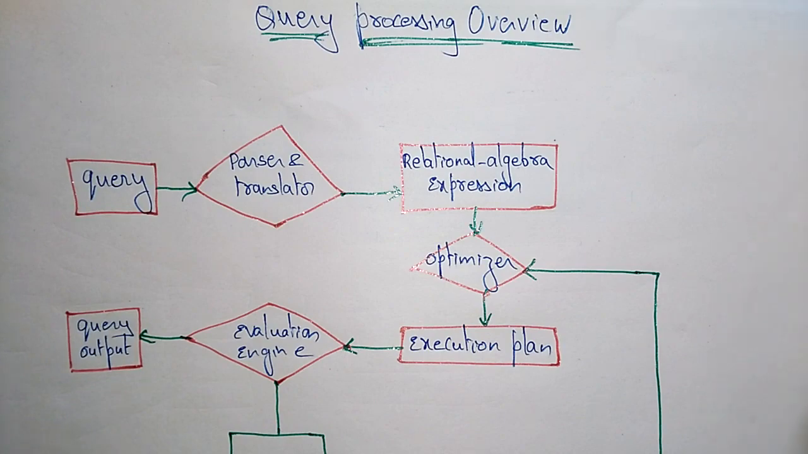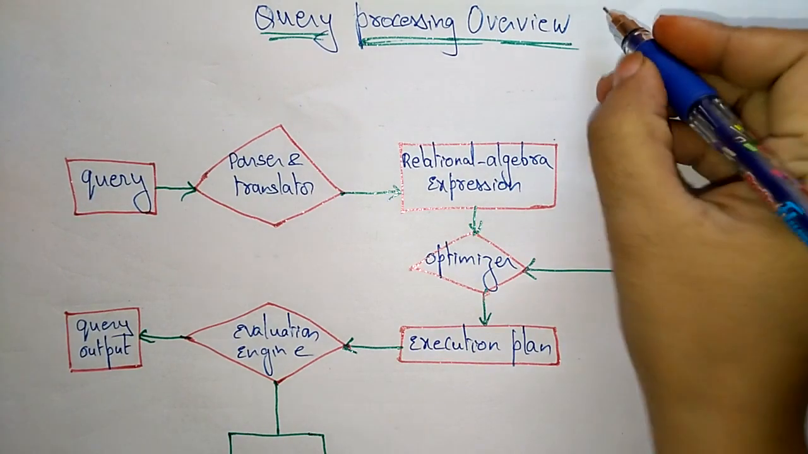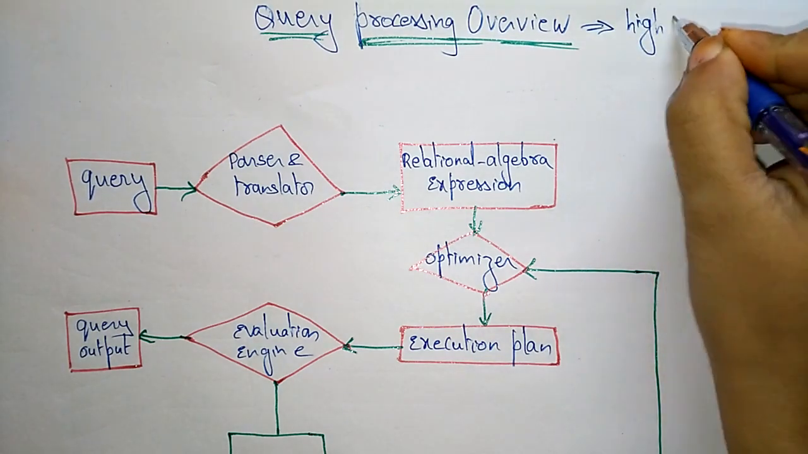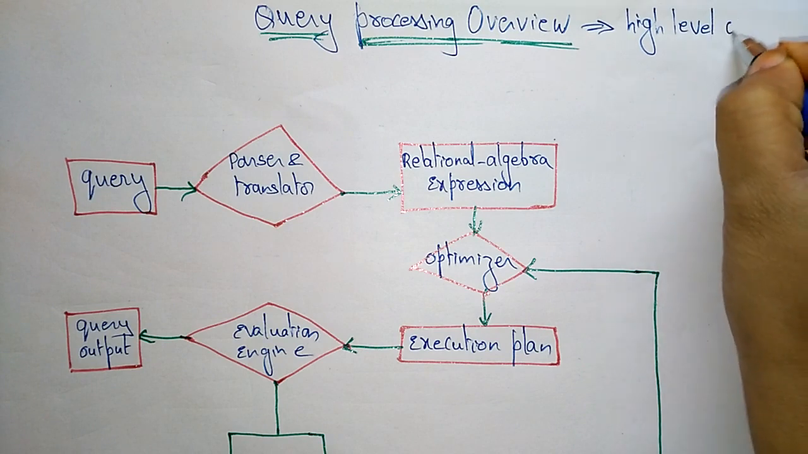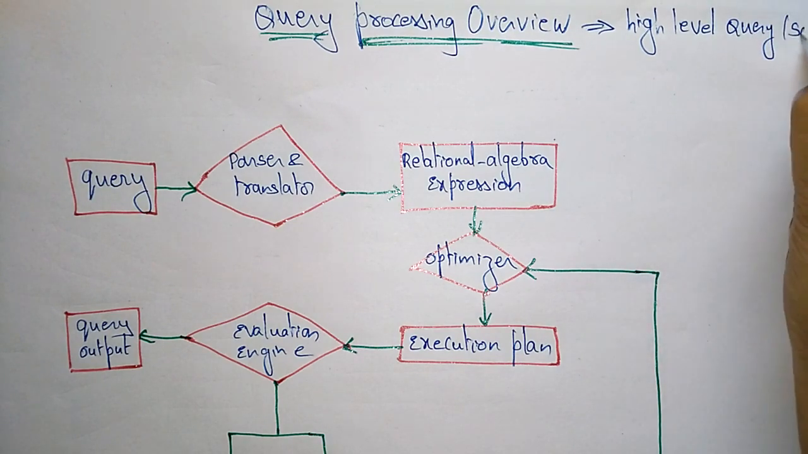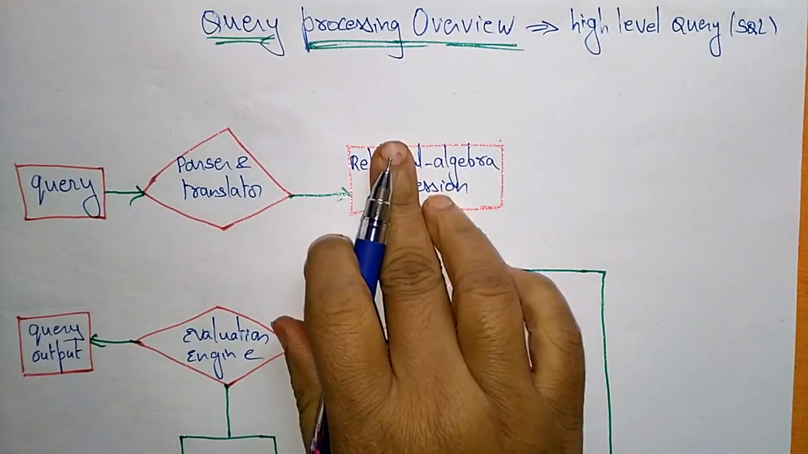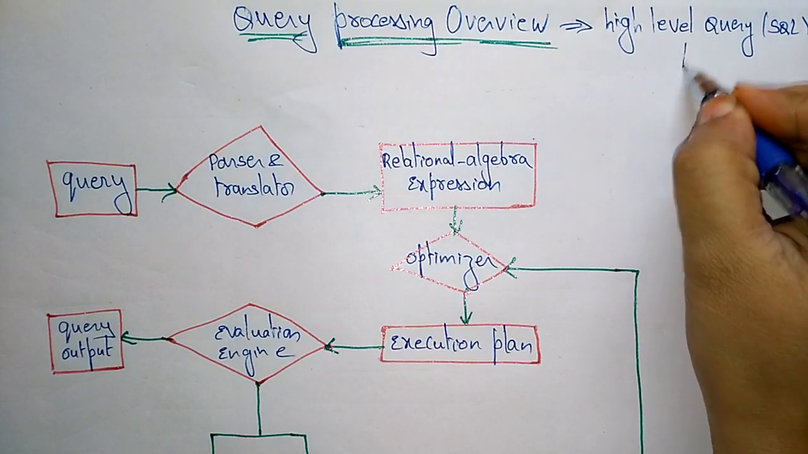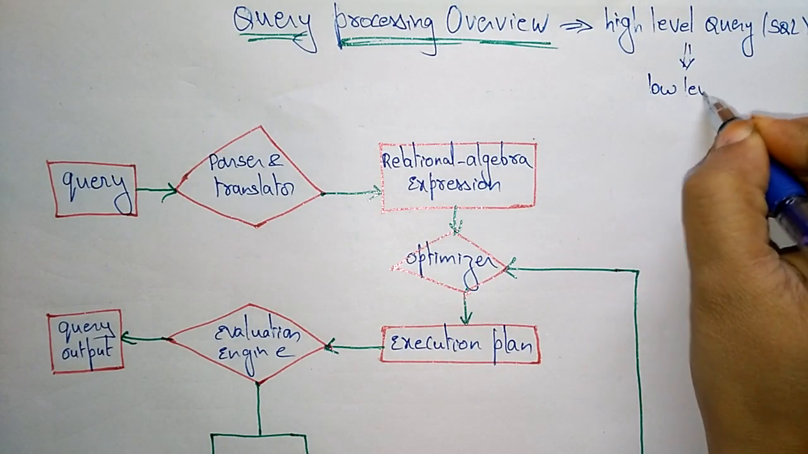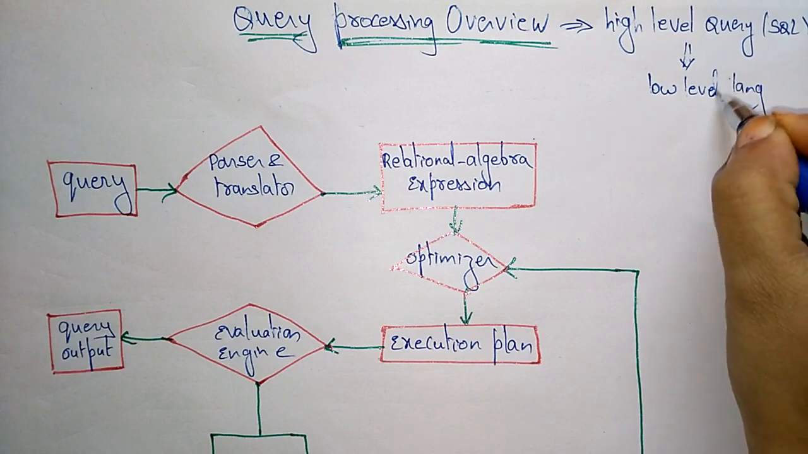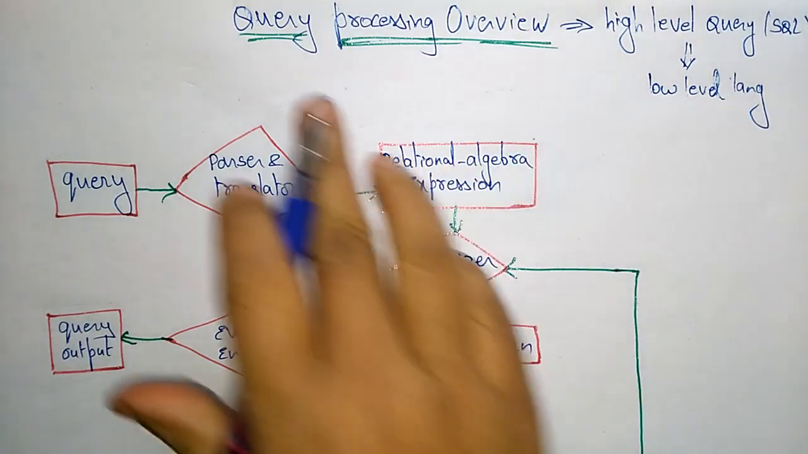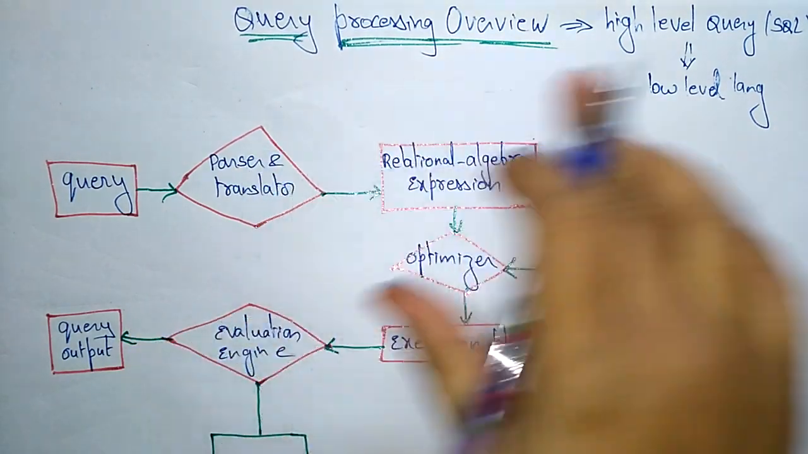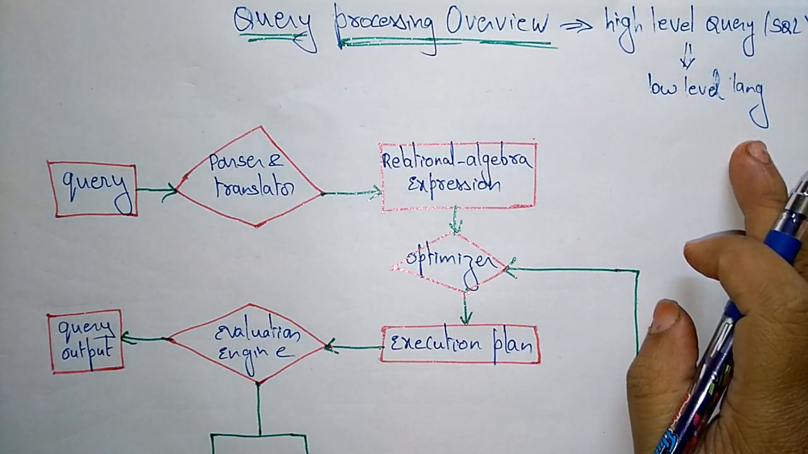So let us see what query processing is. Actually, query processing is a procedure of transforming a high level query, which you call SQL, into a low level language. For that reason we are using query processing. So this query processing is helpful for transforming a high level query into a low level language.